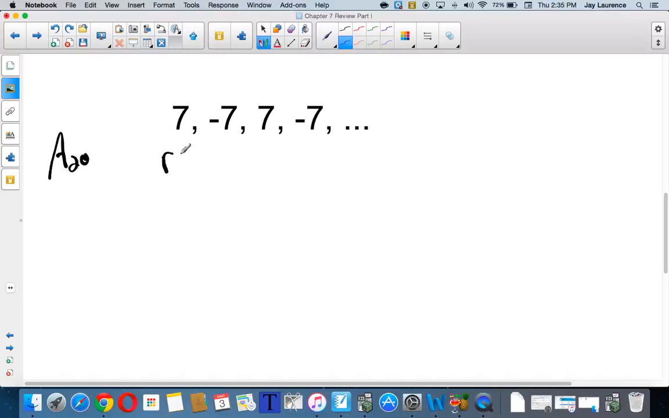So first I'm going to find r, and it looks like r is going to be -1. And so I'm going to take a sub 20, and that's going to equal 7 times -1 to the 19th power. Well, -1 to the 19th power is going to be -1, isn't it? Times 7 is going to be -7. And I like that because notice the first term and the third term are both positive. The fifth term is going to be positive. So that means the odd terms are all positive, and the even terms are all negative, and 20 is an even term. So I really like how that turned out.